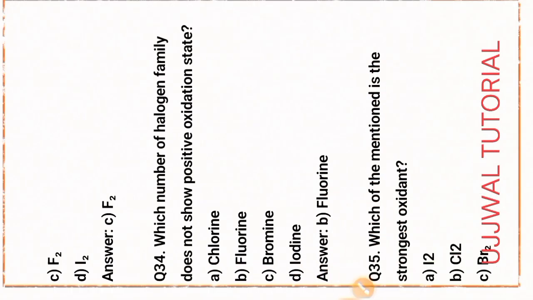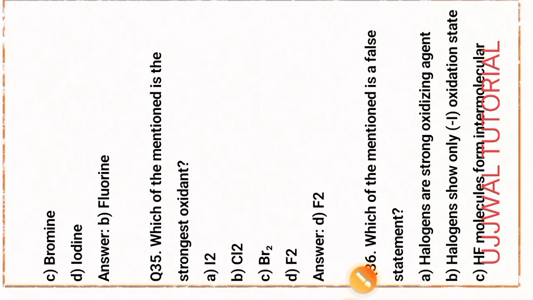Next question, question number 35. Which member of the halogen family does not show a positive oxidation state? That is option B, fluorine. Okay, fluorine does not exist in a positive oxidation state. Okay, F2.